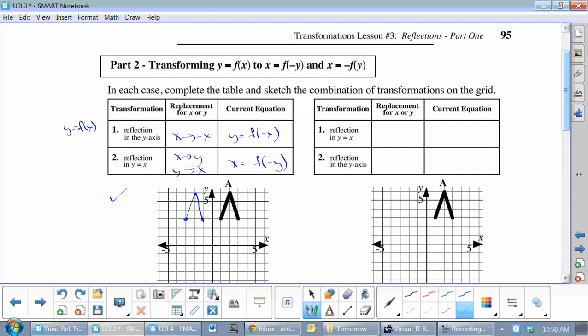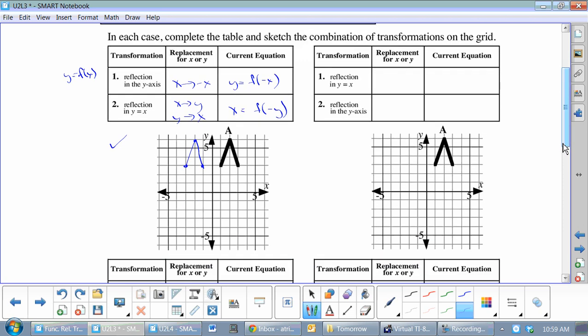What do you think is a common mistake there? Or none of you would have made a mistake there. What do you think I commonly see? I get negative x equals f of y. People just trade those two, okay? The negative stays put.